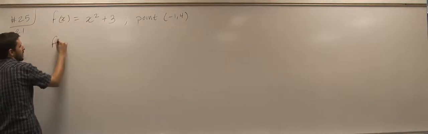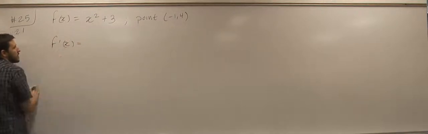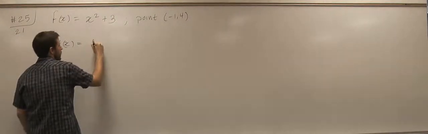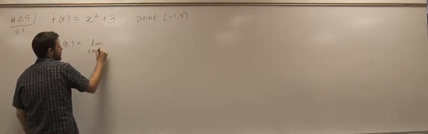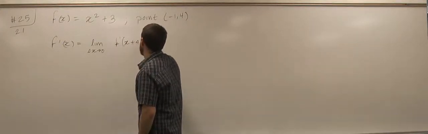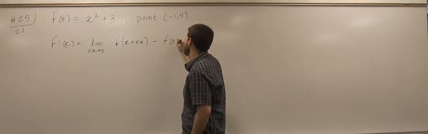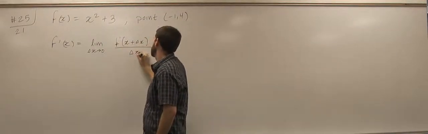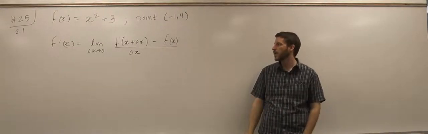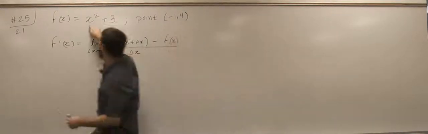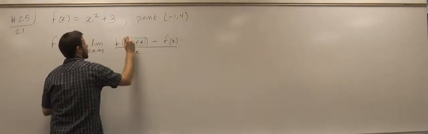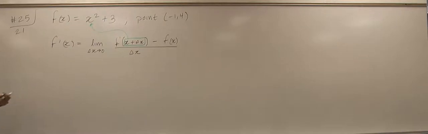So how would we find f prime of x here? Limit of what? Right, so you do the limit as delta x goes to 0 of f of x plus delta x minus f of x over delta x. So this is the limit definition of derivative. This is what all we know right now. In this particular case, this is our f of x. So we have to plug x plus delta x into this guy.